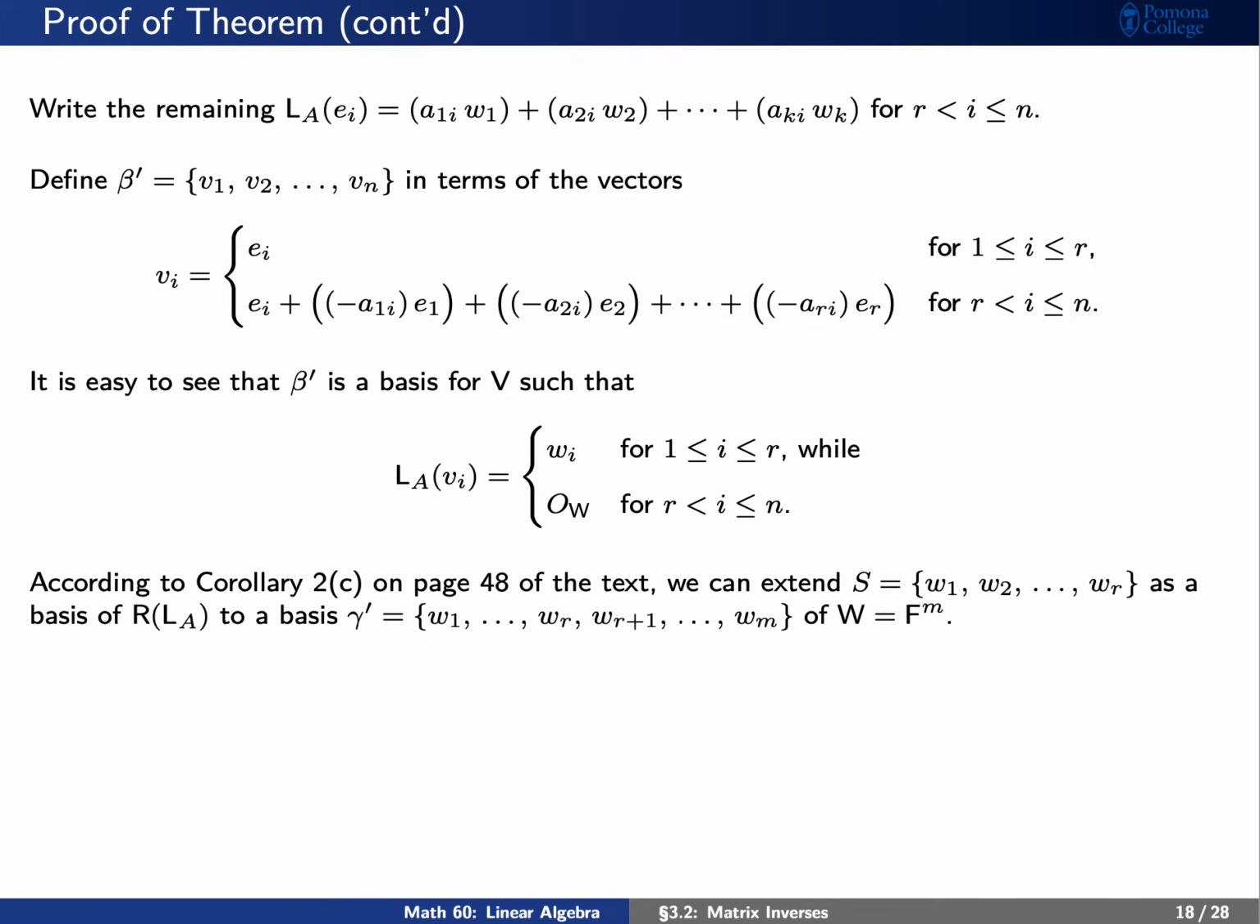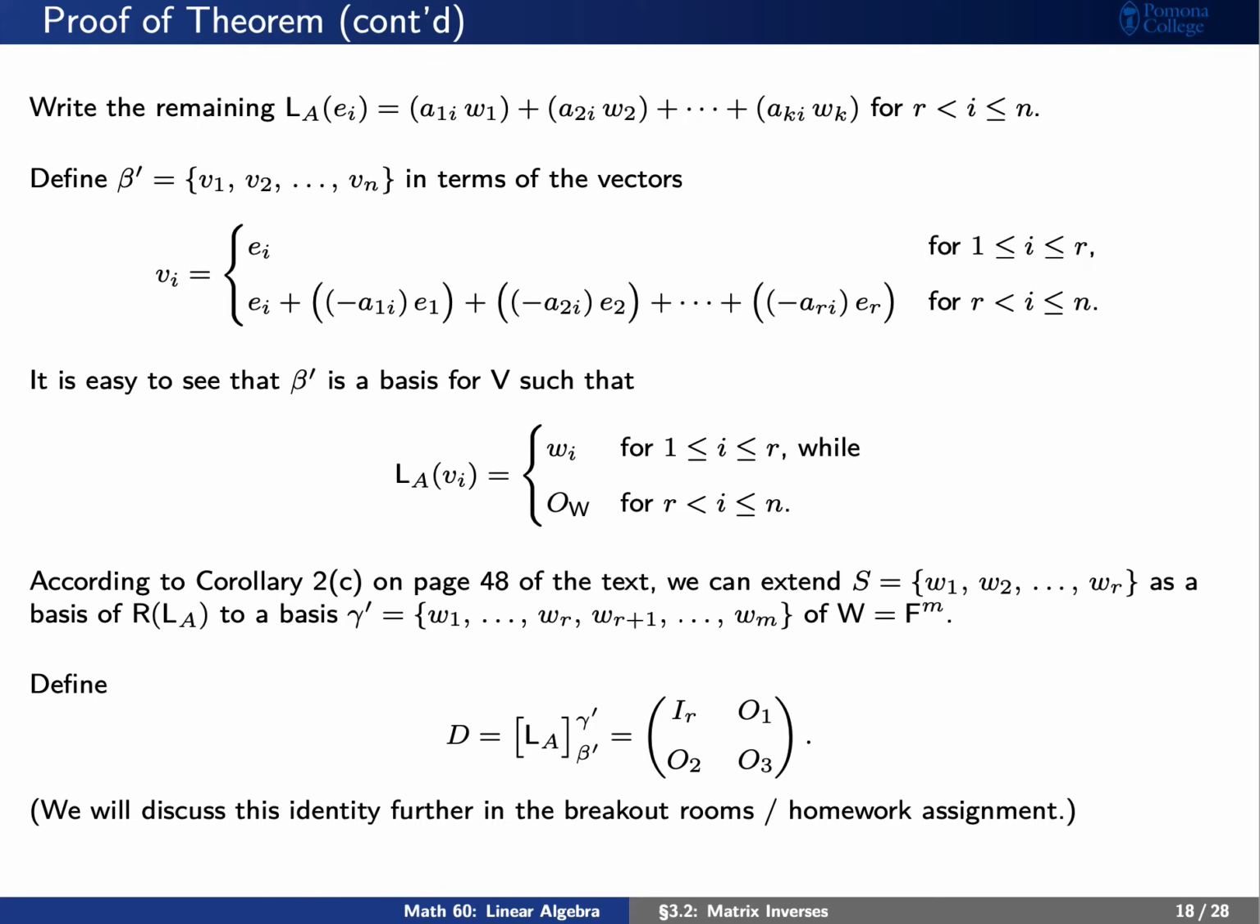Since we have a collection of vectors that forms a basis for the range, this is our set S, we know from a previous homework set that we can extend this basis to a basis of the codomain W. This new basis we will call gamma prime. Now it's a matter of realizing that beta we chose in a very clever way, gamma prime we chose in another clever way, and so we finally find this matrix D, which is what we desired in the first place. We'll discuss more properties of this matrix D in the breakout rooms as well as the homework assignment.